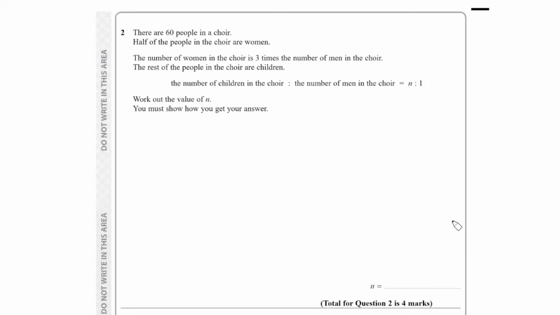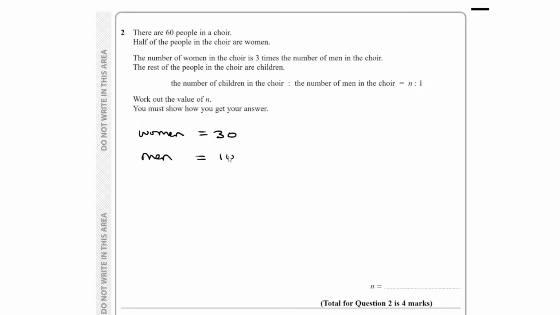Okay, now we've got some ratio by the looks of it. There are 60 people in a choir. Half of the people in the choir are women. So I've already started making some notes. That's 30, isn't it? The number of women in the choir is 3 times the number of men.